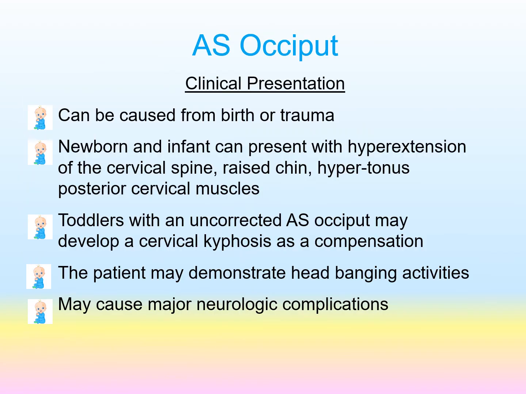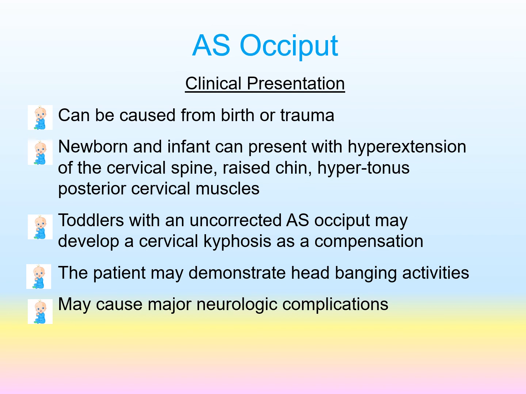The AS occiput, often a presentation for a small child or infant, could have a variety of causes. One cause can be birth trauma, especially if it's a challenging birth or they have a brow presentation or a forceps delivery. That trauma to the cervical spine can be pretty significant, and that's why we should check all newborn children. The newborn or infant may present with hyperextension of the cervical spine, raised chin, hypertonus of the posterior cervical muscles, in this stargazing type posture.